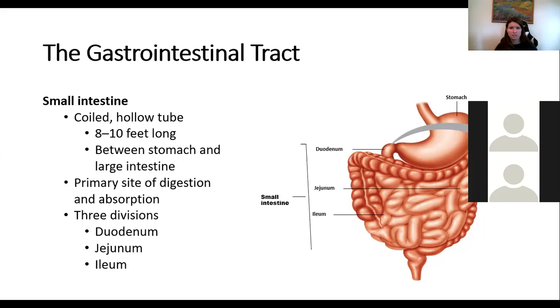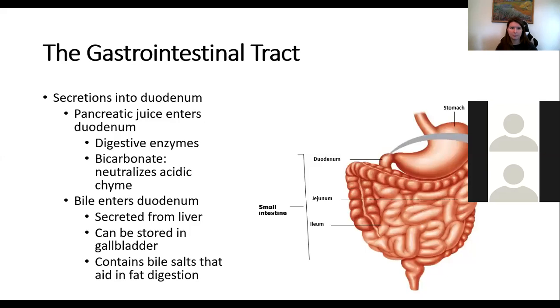It has 3 different parts, and the 3 parts have slightly different anatomy. In order, they are the duodenum, jejunum, and the ileum. And you took a look at those in lab, hopefully. So a lot of the digestive stuff is going to happen in the first part of the small intestine.